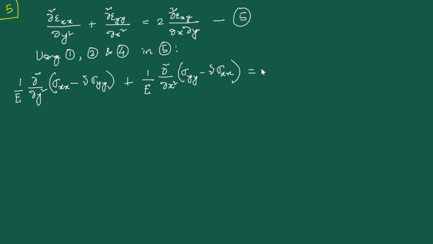And finally for this one we have 2 into 1 plus nu by E. This part is coming from the 1 by twice G, and this is del square by del x del y of sigma xy. All right, now you see from all of these terms we have the 1 by E cancelling out. So what we are going to do next is to collect the terms involving the sigma xx.